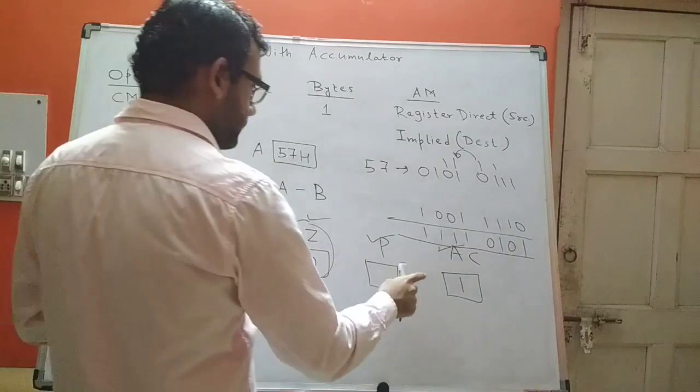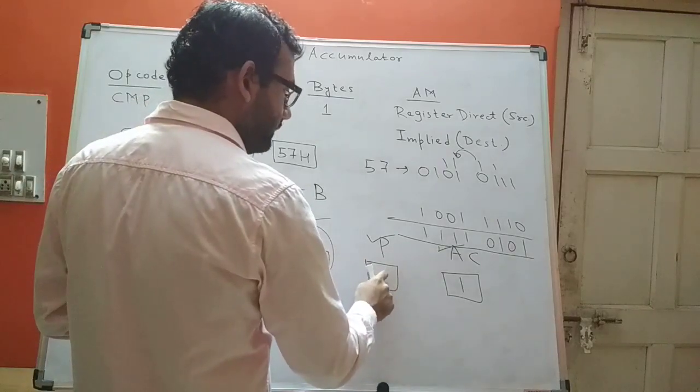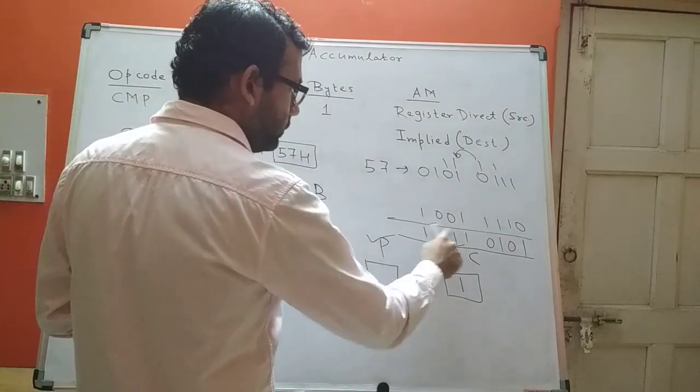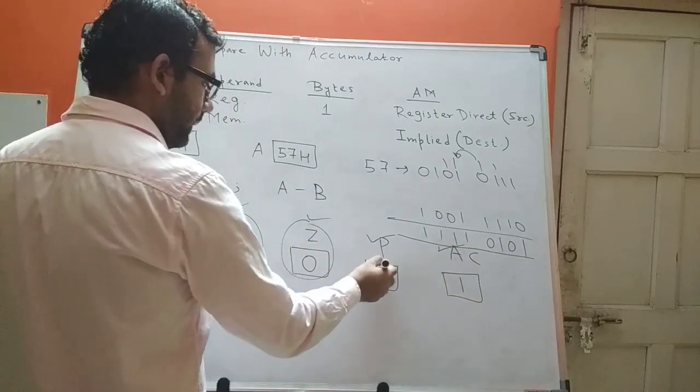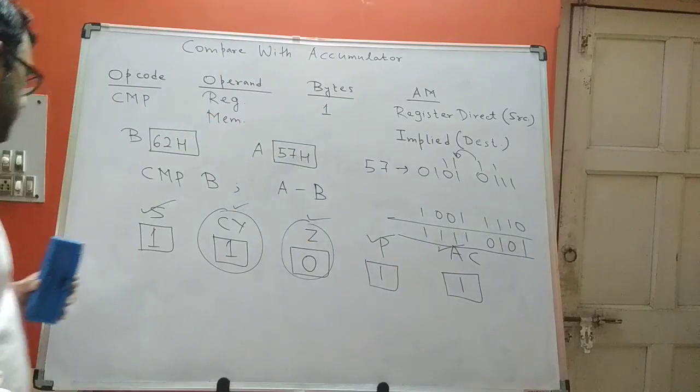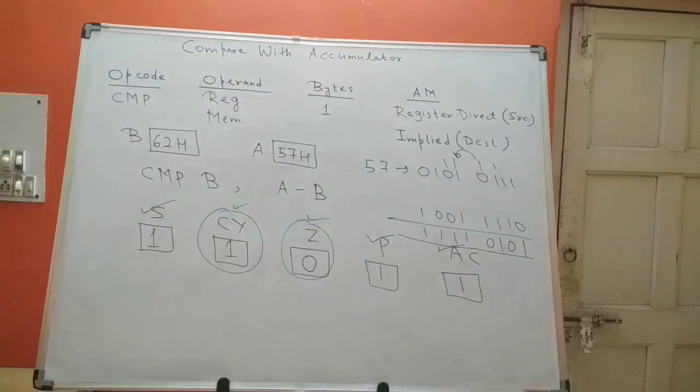Now look at what will be the value of the parity flag. See how many ones are there? 1, 2, 3, 4, 5, 6. So there are an even number of ones, so the parity flag will also be set. So in this way, your flags will vary after the execution of this instruction.